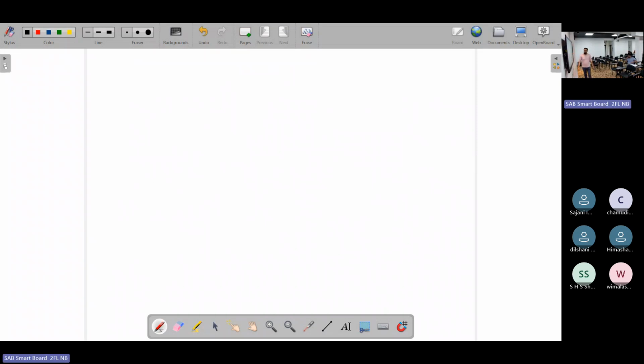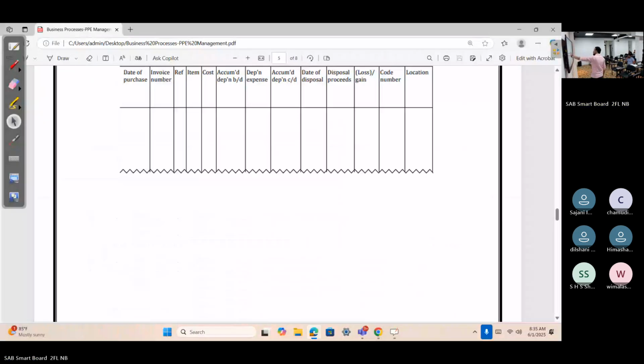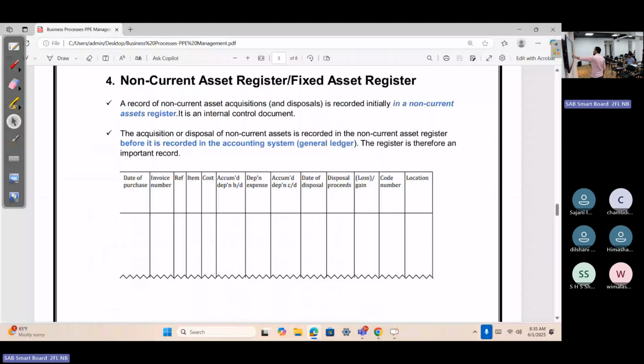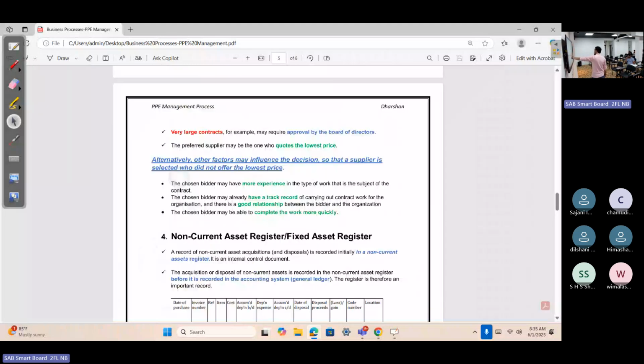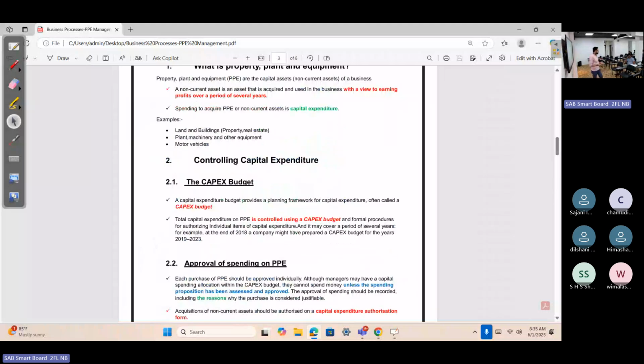Last class we discussed up to fixed asset risk. So quickly we will review what are the things we have discussed under property, plant and equipment management. We have to consider the management process in three areas: first, before purchasing, after purchasing, and safeguards.